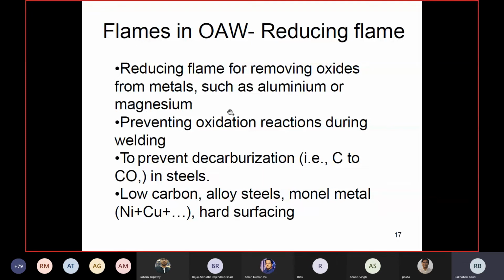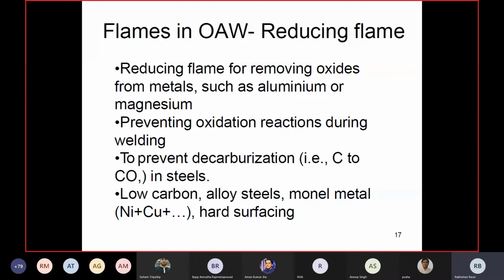And how does this removal happen? Normally oxides are less dense, so they simply float on the surface of the liquid metal. Now the second point, preventing oxidation reaction during welding. When that oxide layer is on the molten surface, it will again make a further protective layer.